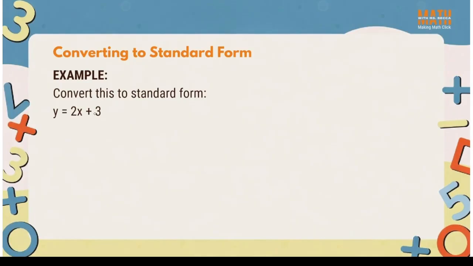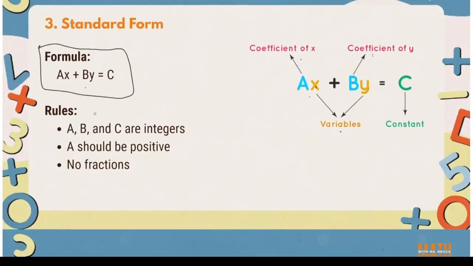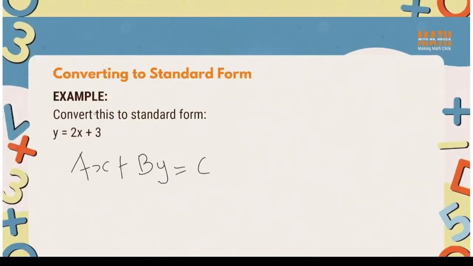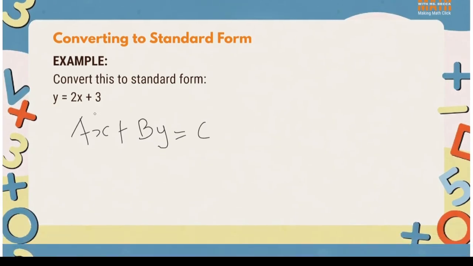And don't forget, let's first write out the form. The form says ax plus by equals c. Ax plus by equals c, and we're given this now, so we want to write this in this form. So what we have to do is to first bring the one with the coefficient of x. We have to bring it to this side.